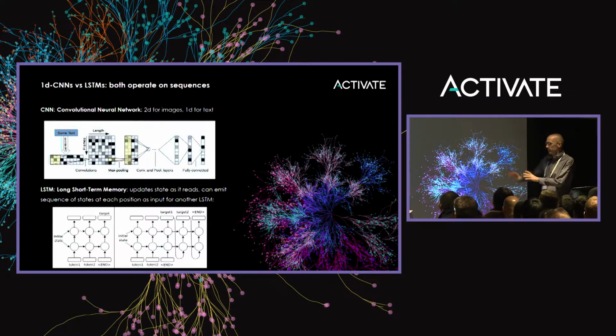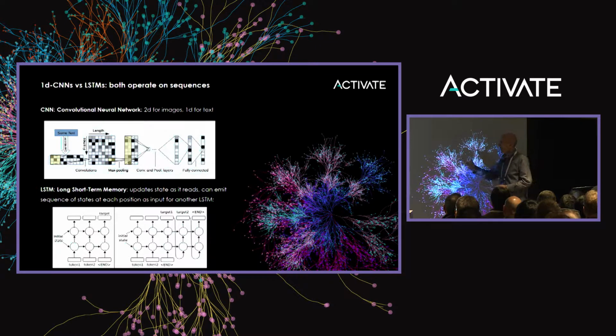Okay, so characters versus words. I'm going to go often with characters for most of the rest of this talk, but let's talk a little bit about comparing and contrasting one-dimensional convolutional neural networks with long short-term memory networks. In some sense, this is really just giving you a picture of what a 1D CNN is.